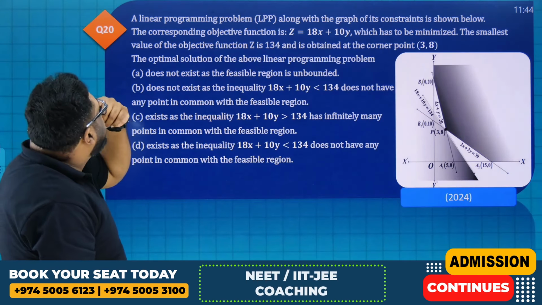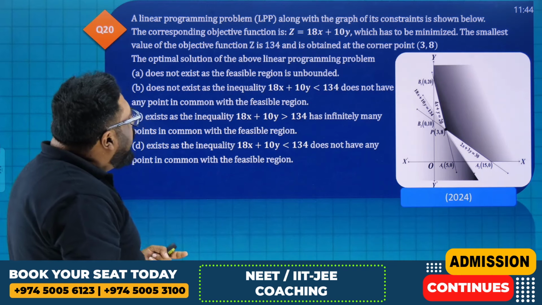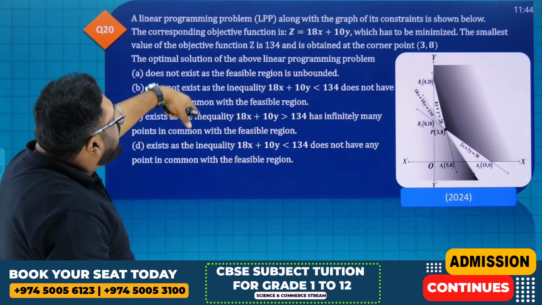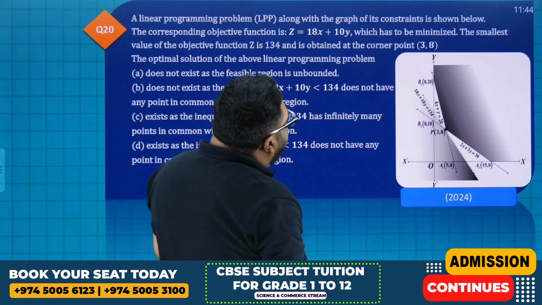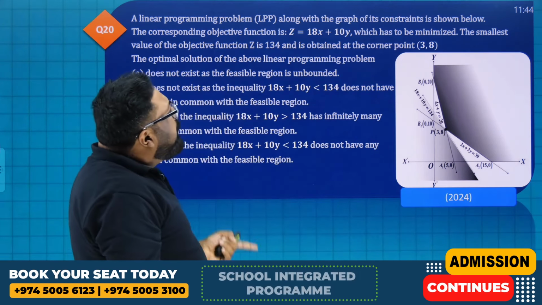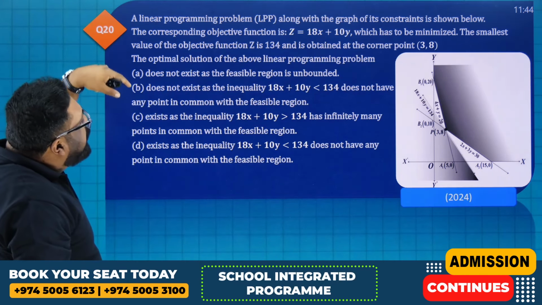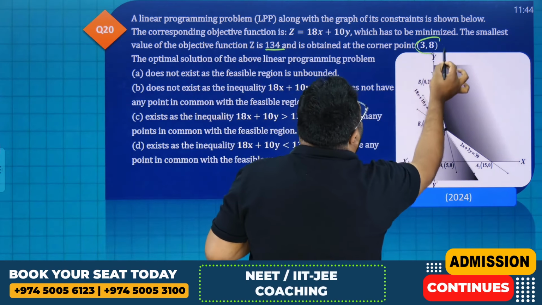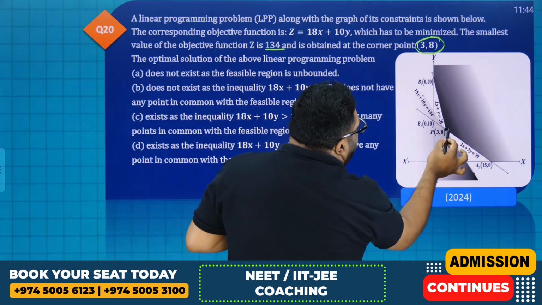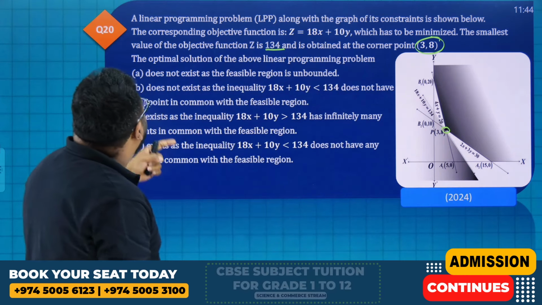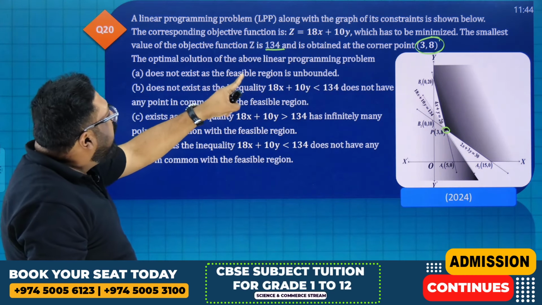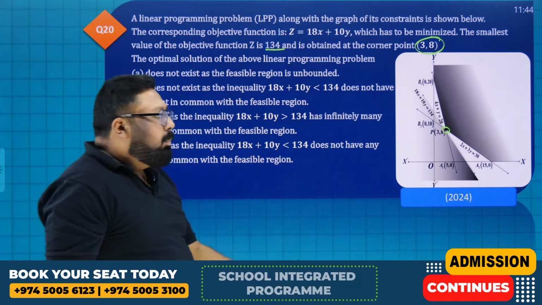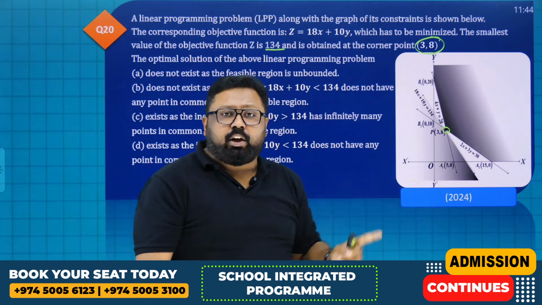Yes, next one. Read this question. A linear programming problem along with the graph of its constraints is shown below. The corresponding objective function Z is equal to 18x plus 10y, which has to be minimized. The smallest value of the objective function is 134 and is obtained at the corner point 3, 8. Next, the optimal solution of the above linear programming problem does not exist as the feasible region is unbounded. My dears, unbounded solution. Very good theory to learn.